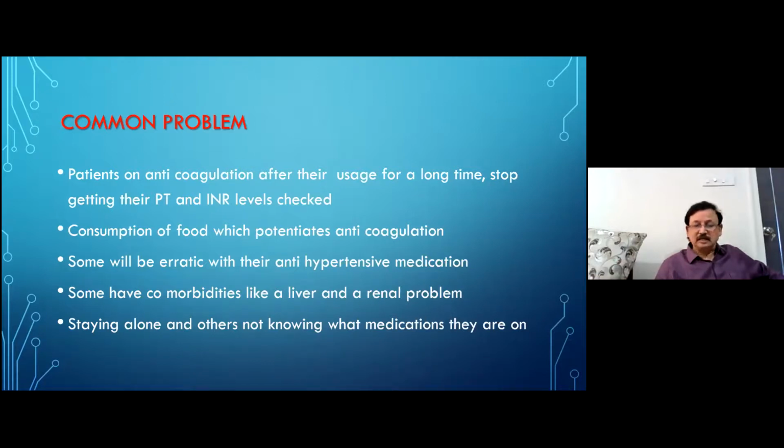Some patients are erratic and don't take their antihypertensive medication, because of which they'll have high blood pressure and have a bleed. They can have comorbidities, because most of these patients with hypertension can have a renal problem, or in addition a liver problem, because most often they are also on alcohol abuse. So such patients can have other problems as well. Some patients these days, we find, are staying alone or in old age homes. Others will not know what medications they are on. So when they're brought to the casualty, we have to really look for the prescriptions or older charts and then know what exactly they are on.